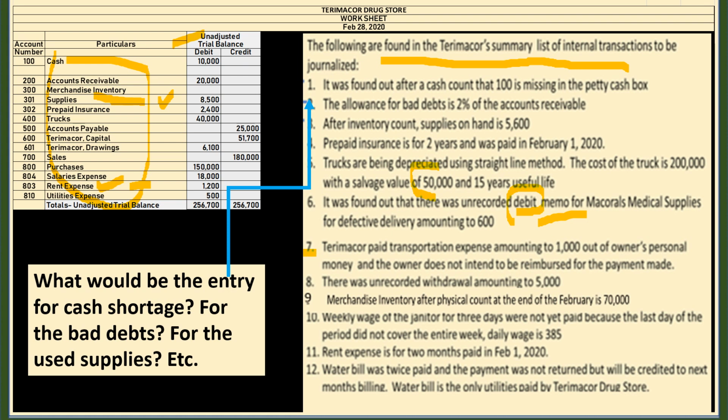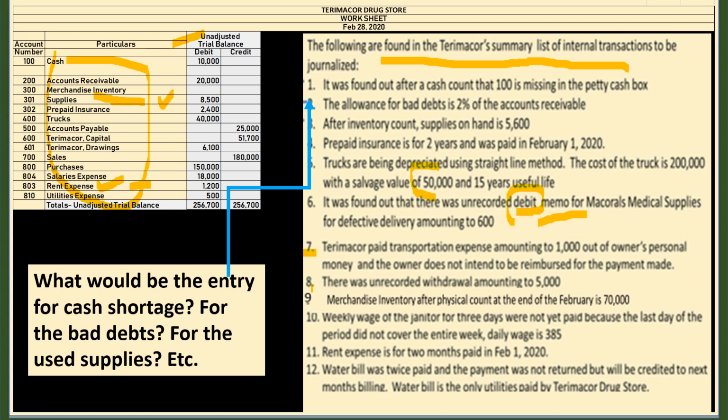Number 7, we have Terimacor paid transportation expense amounting to 1,000. This is also an unrecorded transaction. The owner paid out of his own pocket money an expense of the business. We should remember the business entity concept. So if the owner paid something for the business, we should pay back the owner. But this time, the owner does not want to be reimbursed. Therefore, that becomes an additional capital by the owner to the business.